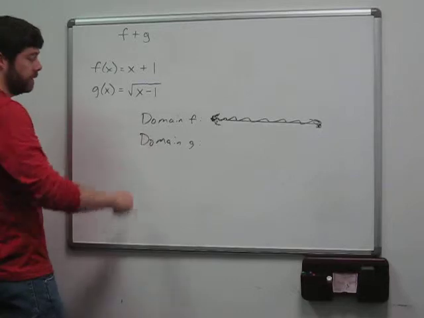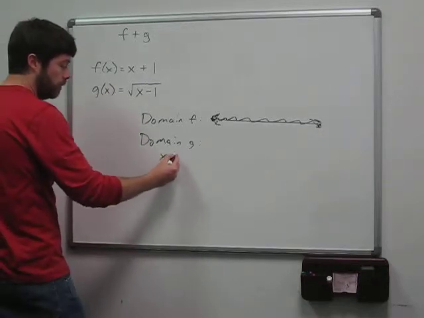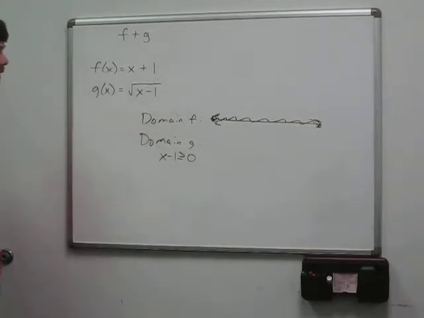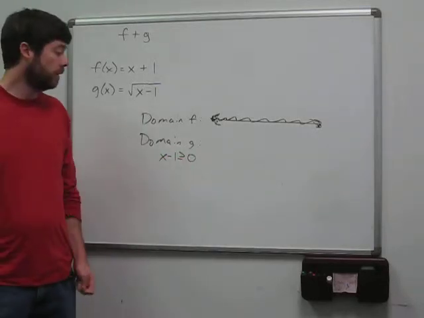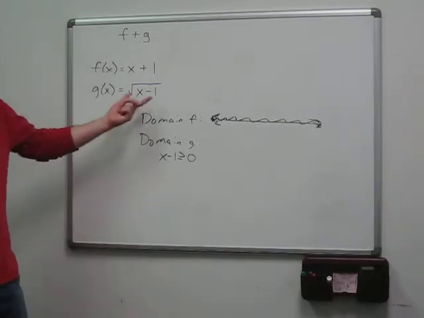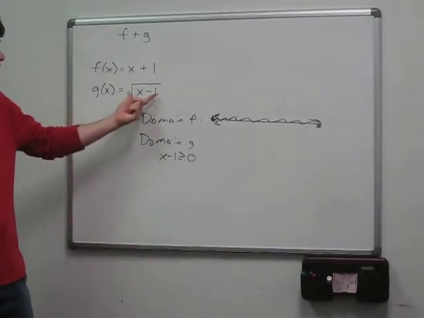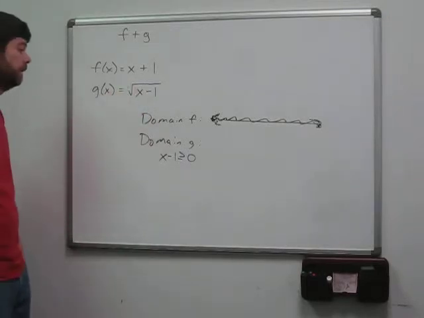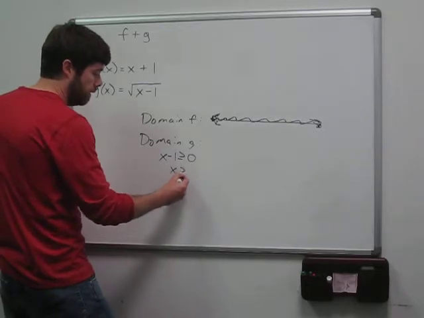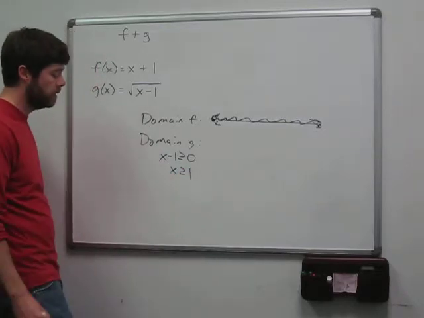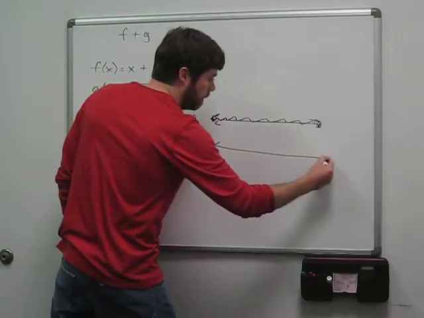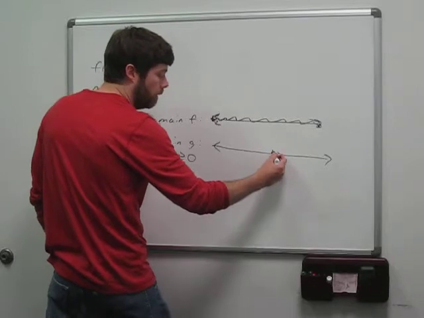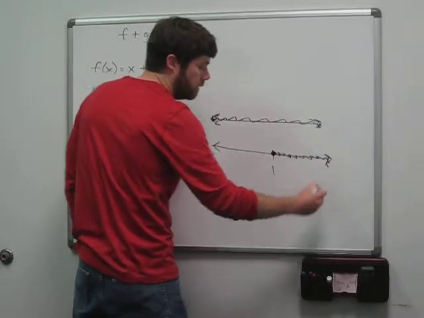Okay, well, g involves a square root. Its domain is going to be any x that satisfies the inequality x minus 1 is greater than or equal to 0. Right? As long as this expression is non-negative, then the square root of that expression will be a real number. To solve this inequality, we're just going to add 1 to both sides. So the domain of g starts at 1 and includes all the x values larger than 1.